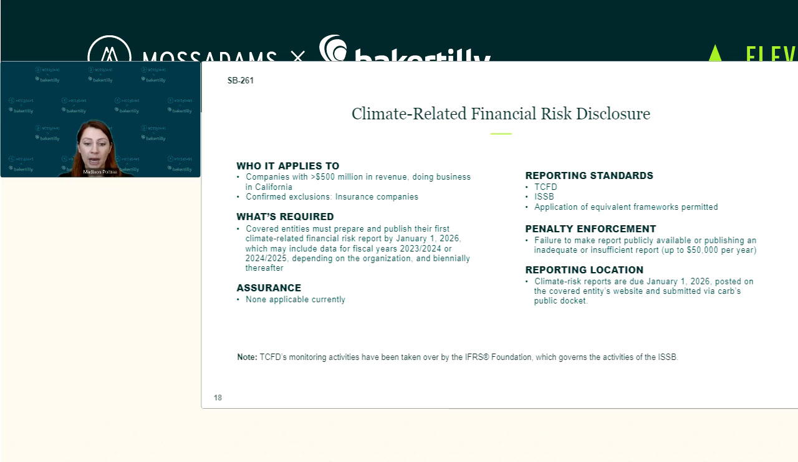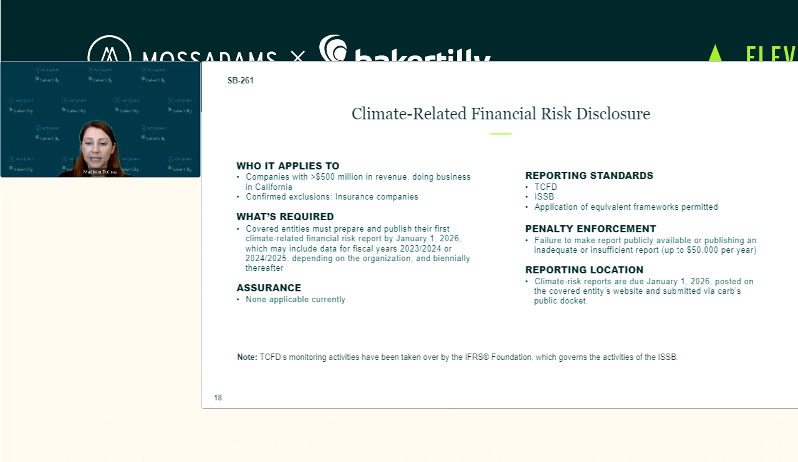So what's required? Covered entities must prepare and publicly release their first climate-related financial risk report by January 1 of 2026. Obviously, that is quickly approaching. The report may include data from fiscal years 2023 to 2024 or 2024 to 2025, based on their recently published FAQs and also based on the workshop held by CARB. So depending on your organization's reporting cycle and what information is readily available, we do have some flexibility in what years of data you are using for your climate-related financial risk report.